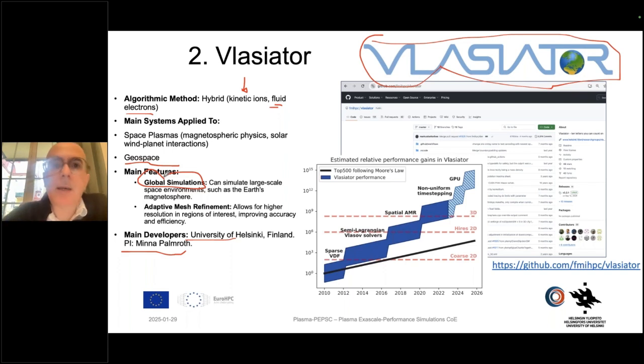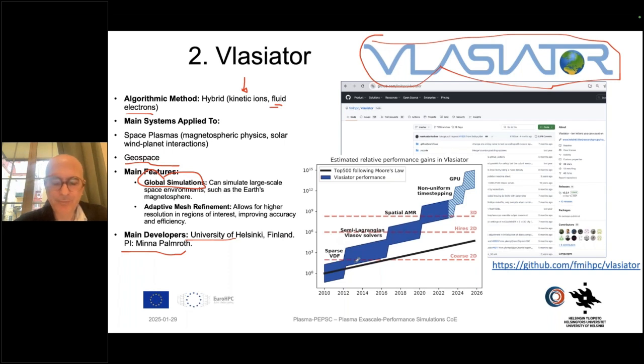There are a number of algorithmic advancements that make this code extremely interesting, that you see here in this very nice plot made by the Vlasiator team. You see different algorithmic improvements over the years, and you see some steps. As we know, whenever we have a major algorithmic improvement, we have a major performance improvement in the code.